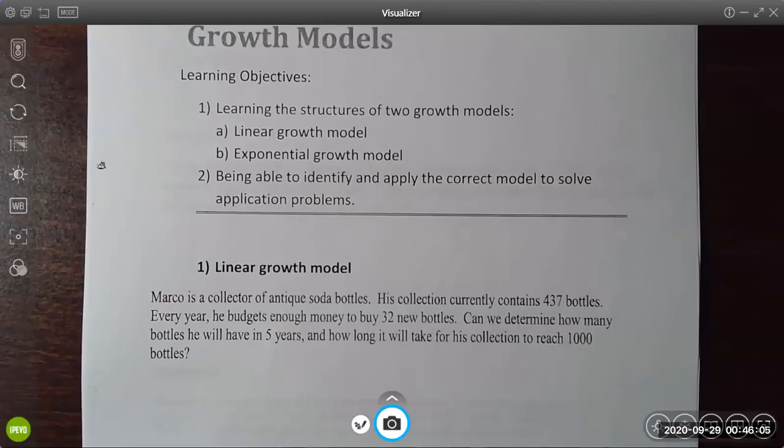This example is from your textbook. So let's look at it. Marco is a collector of antique soda bottles. His collection currently contains 437 bottles. Every year, he budgets enough money to buy 32 new bottles. In other words, his total collection will increase by 32 bottles per year. Can we determine how many bottles he will have in 5 years and how long it will take for his collection to reach 1,000 bottles?